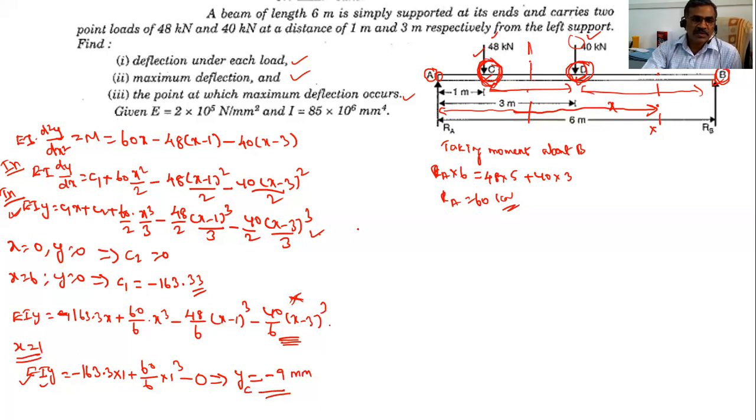So if you substitute in this equation, what is the distance at location D? X is equal to 3. If you substitute x is equal to 3, then you can find the value of yD.